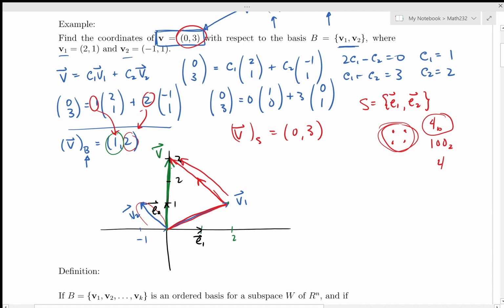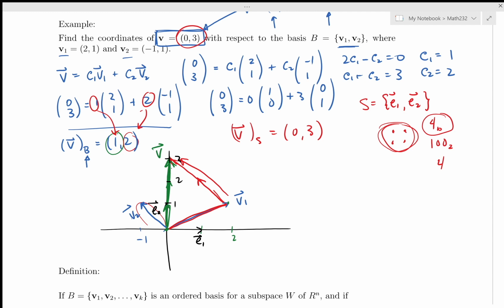And we say that's fine, you don't want to go that way, then instead don't walk along E1 and walk 1, 2, 3 times along E2. You end up at the same place. So basically V is being expressed in 2 different ways with respect to B and with respect to S, but it's the same vector. Okay, that's what this is.